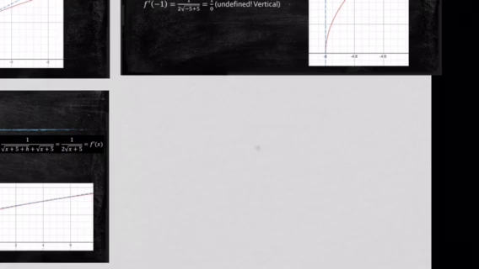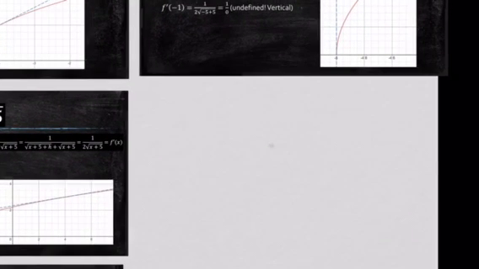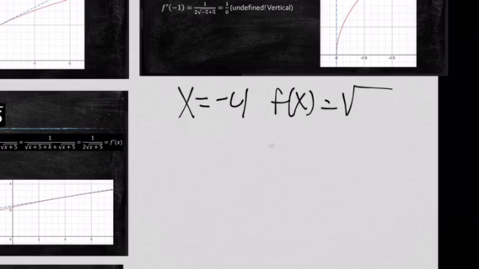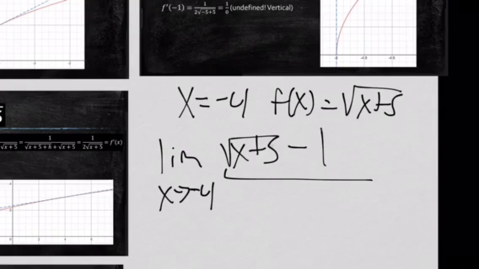So the idea here is before, if we wanted to find these different slopes, we would have had to set up different limits. So our instantaneous slope formula, if I wanted to find the slope at x equals -4 of f of x equals square root x plus 5, I would have had to do the limit as x approaches -4 of square root x plus 5 minus 1, because when I plug in -4 to this, I get 1, and that's divided by x minus -4, so x plus 4.